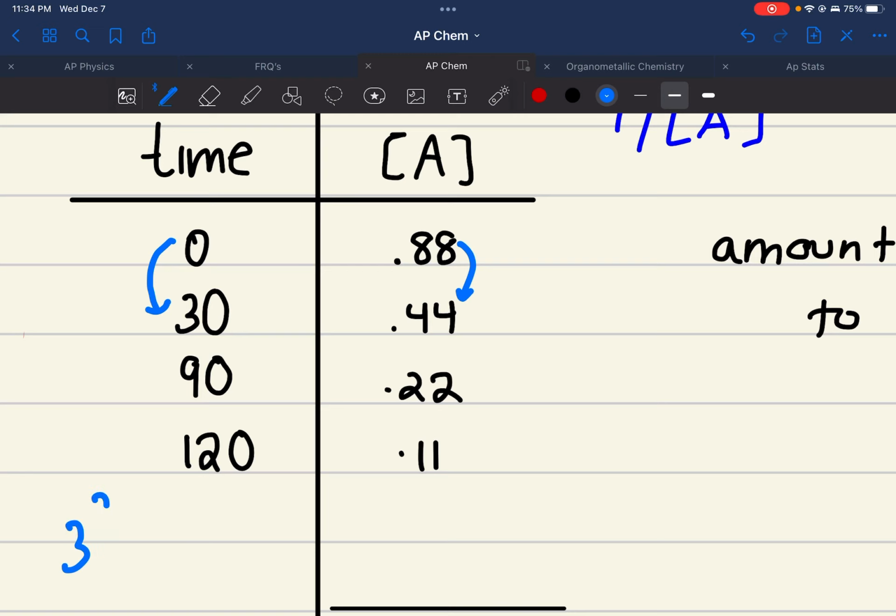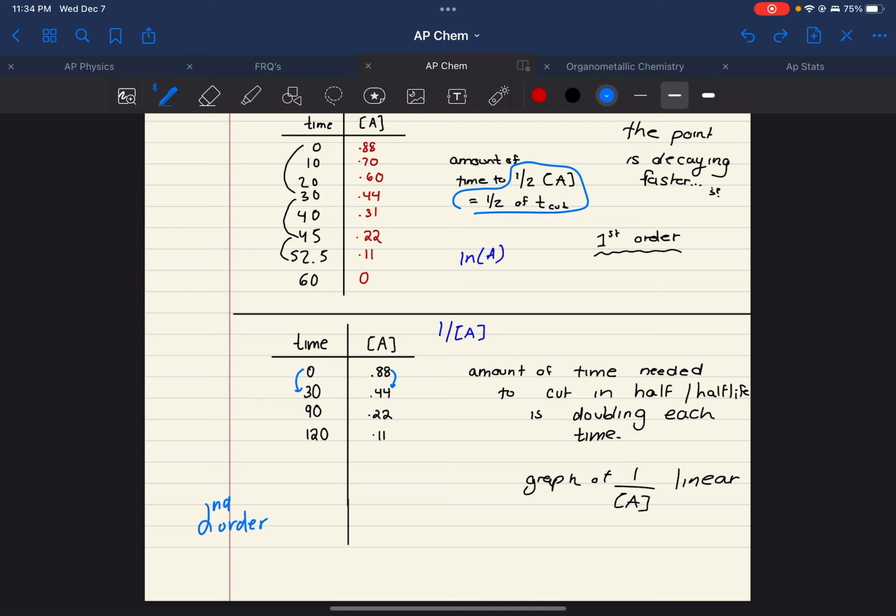Now, wait, I need to rationalize this in my head. Shouldn't that be a 60? Right here. It's not a 60? I don't understand why it's not a 60 here. The amount of time needed to cut in half, the half-life, is doubling each time.